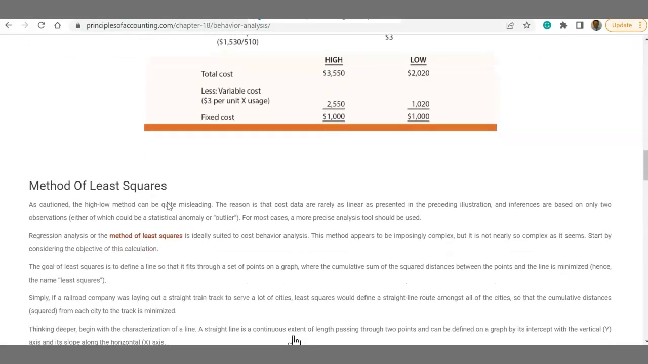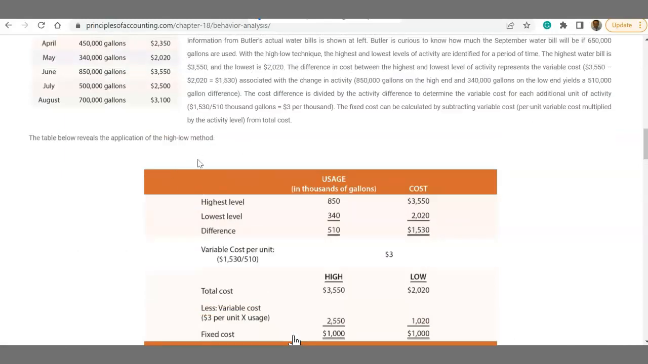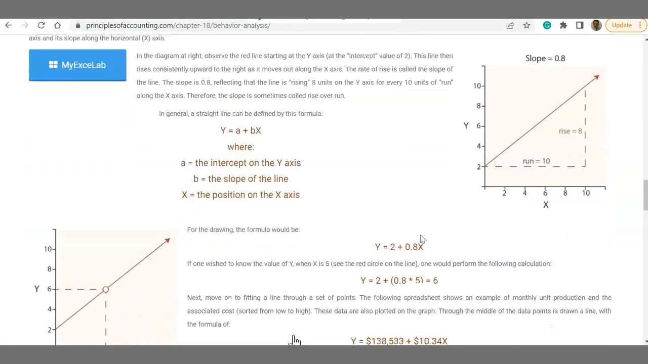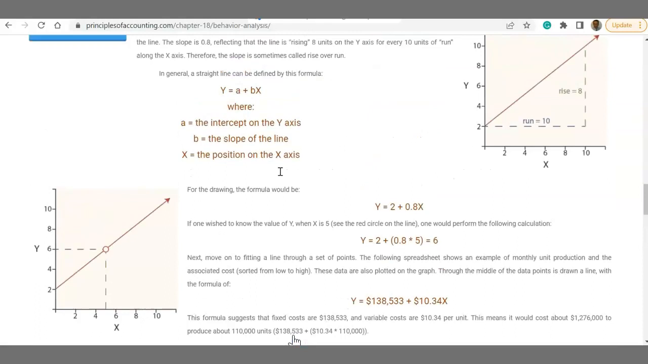Method for least square, you can read it, but it doesn't matter. We can do this through the high-low method easily. So this is just optional for you if you want to read it. And they are using the same formula that I was referring to.